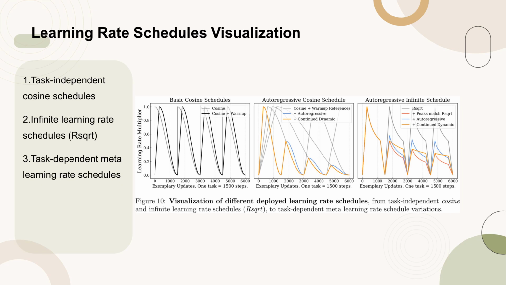In the center, task-dependent meta-learning rate schedules are displayed, which adjust the learning rate dynamically based on the task continuity to mitigate catastrophic forgetting. These meta-schedules include autoregressive cosine, autoregressive continued dynamic, autoregressive RSQRT, and continued dynamic schedules. The figure highlights that while task-independent schedules are simpler, meta-schedules offer better retention of initial zero-shot transfer performance, especially those derived from infinite learning rate schedules.